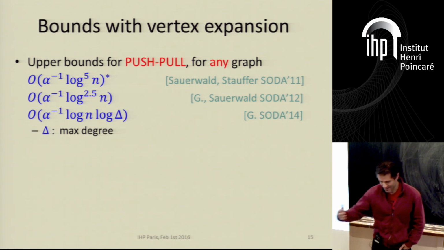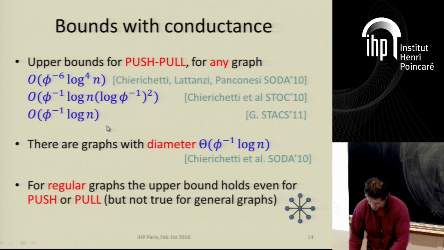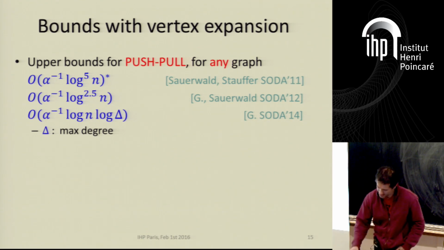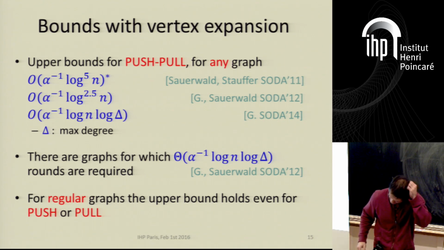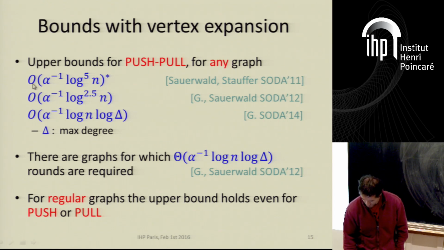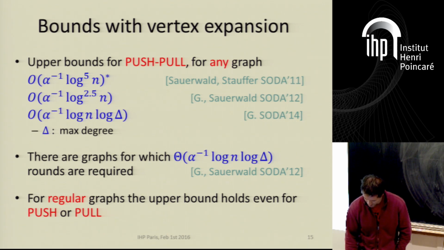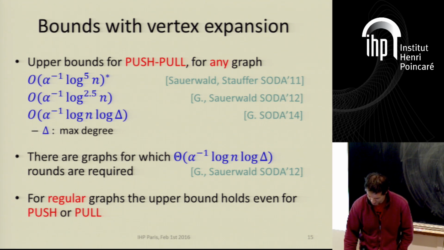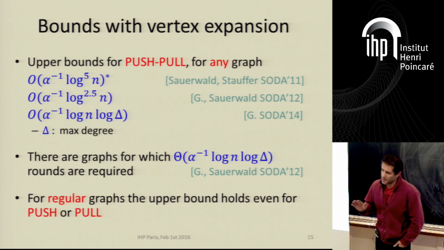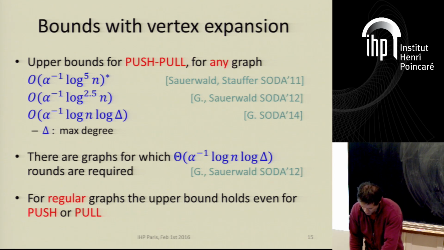So there are similar bounds in terms of vertex expansion. We have this extra factor of log n essentially in the worst case compared to the bound here. It turns out that this extra factor is necessary, or at least something is necessary there. There are some graphs for which this bound is matched. And as before, for regular graphs, this bound is met by just push only or pull only. Now I will give some brief ideas about these two bounds.